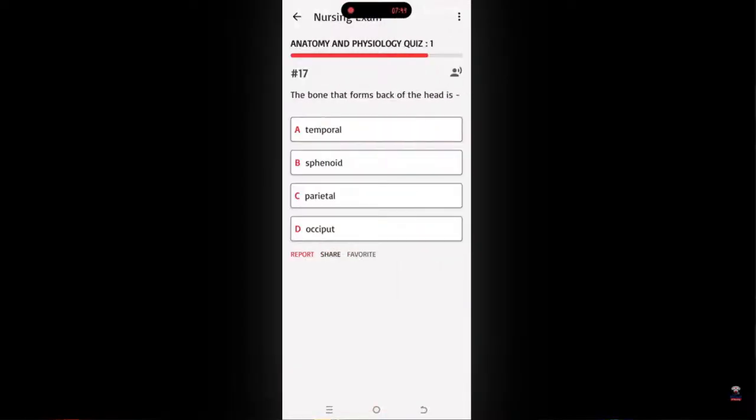The bone that forms the back of the head is A. Temporal, B. Sphenoid, C. Parietal, D. Occiput. Correct answer.